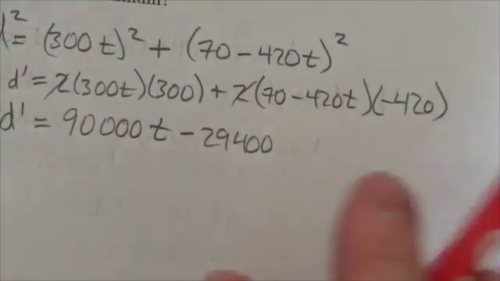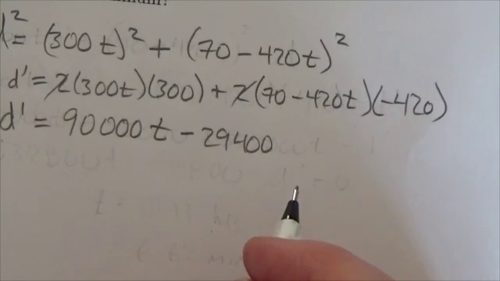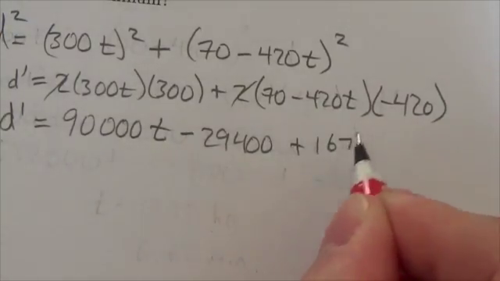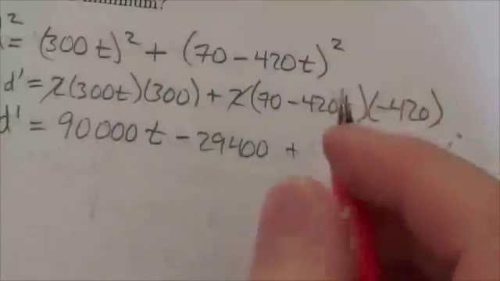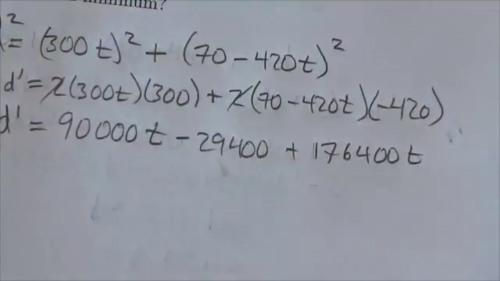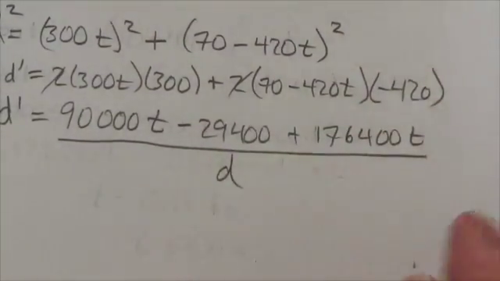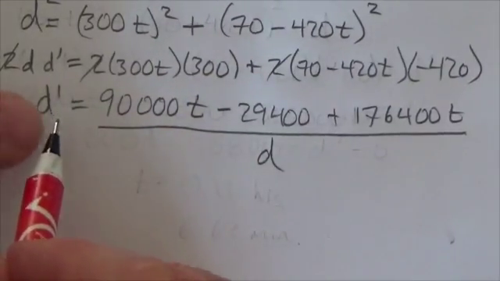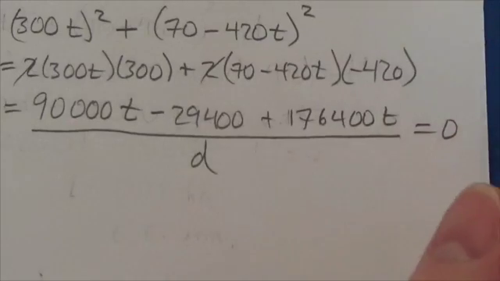Then I'm going to get that negative 420 and multiply by the negative 420 here, so 420 squared essentially, and this will be plus 176,400t. And this is all going to be over d. Now, that's a little bit of a moot point though, because what I want to do with the derivative, now that I've got the expression for d prime, is set this thing equal to 0. That's how I maximize.